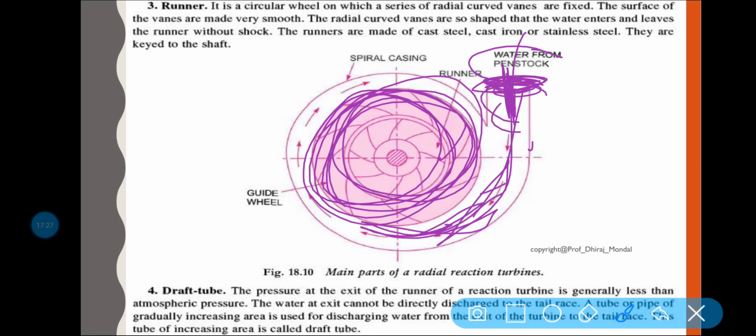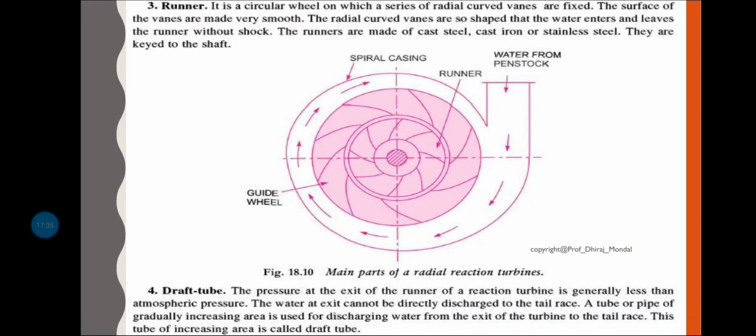So the runner is completely enclosed in an airtight casing, and the casing and the runner are always full of water. There is not a single air particle inside the casing, so it is full of water and it is airtight. Now come to the point, I think it is clear.